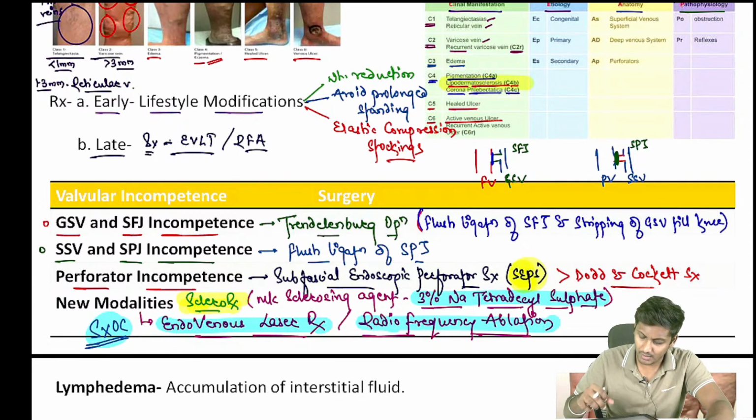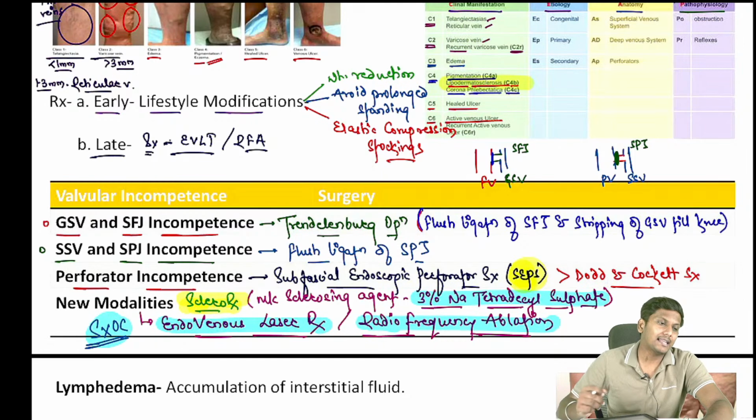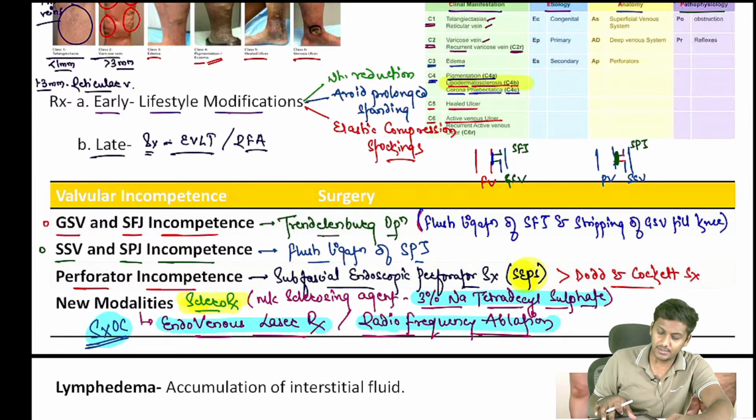Okay, great. So this is what I was explaining. The junction between the popliteal and the short saphenous vein. If there is incompetence in it, you have to ligate this one. Okay, and that is what is done in a case of sapheno-popliteal junction incompetence. Okay, so that is important to be remembered.